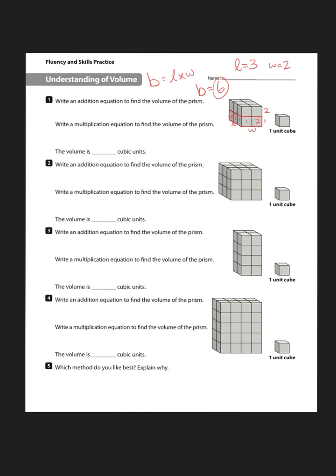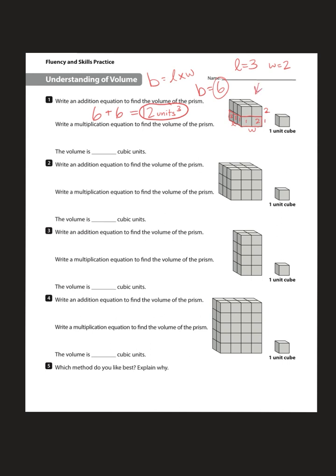And so what's an addition equation that we could use to solve for 2 layers of 6 to get the full volume? We could do 6 plus 6, right? And that would equal 12 cubic units, or units cubed. And that will be our final volume for this prism.